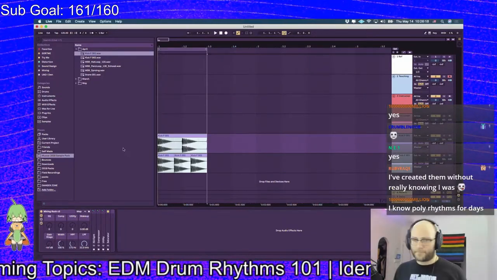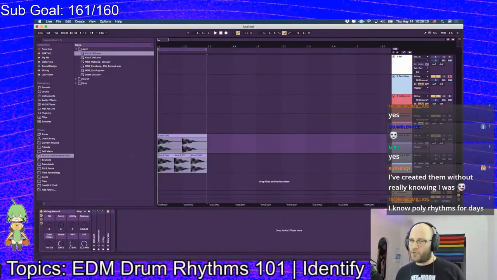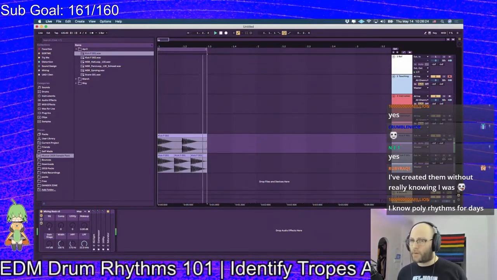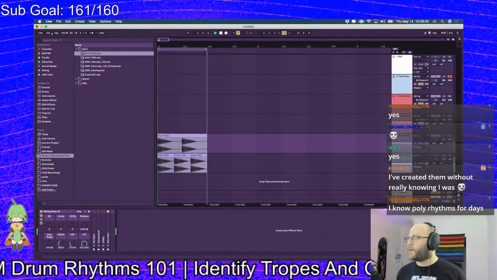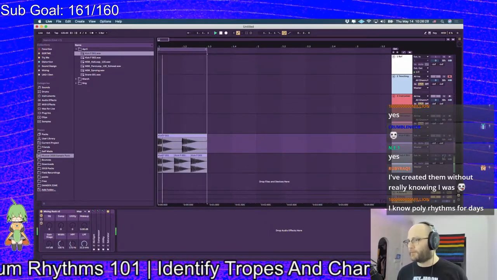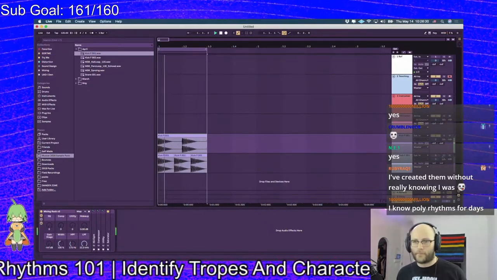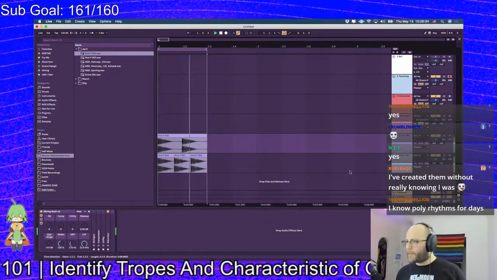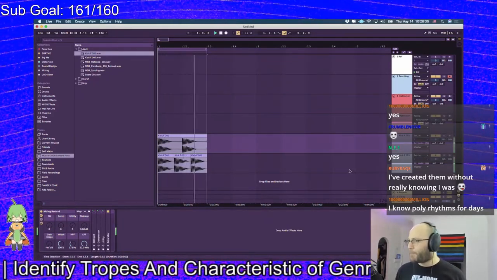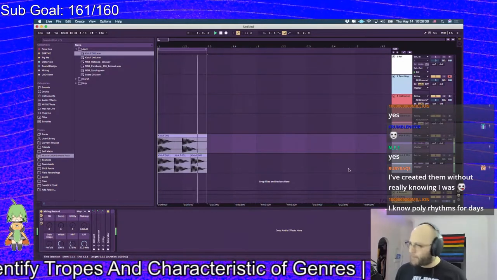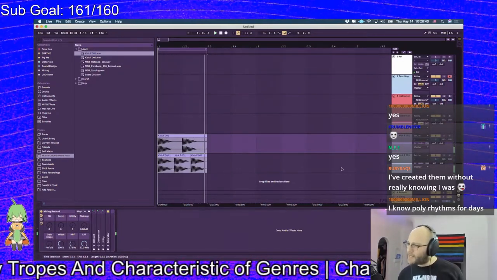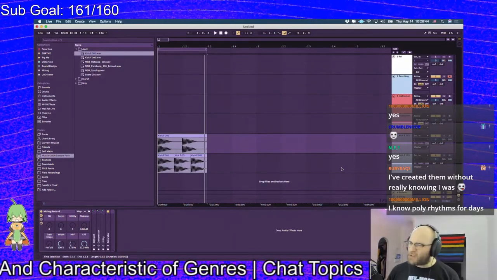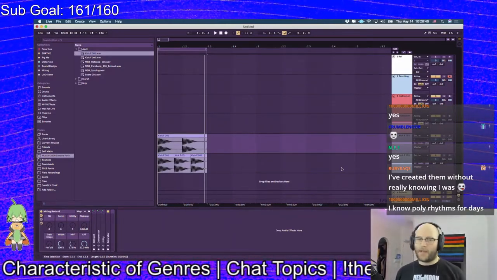So we have 1, 2, 3, 4, 1, 2, 3, 1, 2, 3. And if I play them together, bum baka bum brum baka bum. It has like this really nice kind of galloping rhythm to it. It feels really nice, in my opinion.